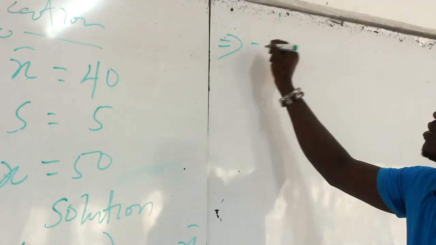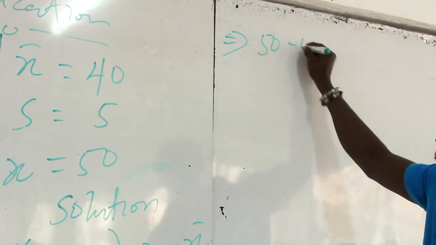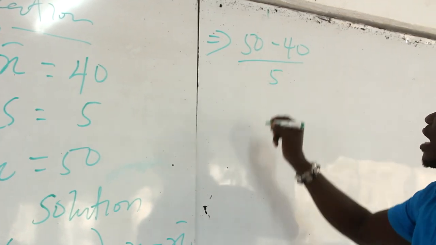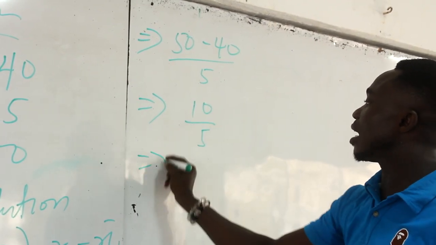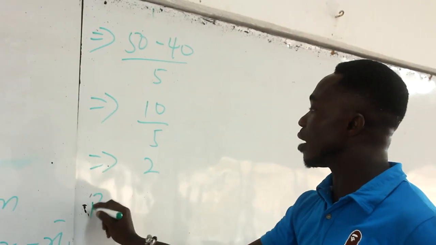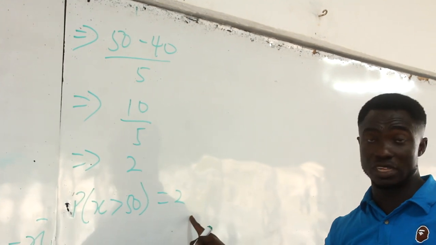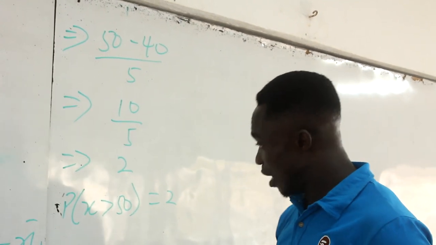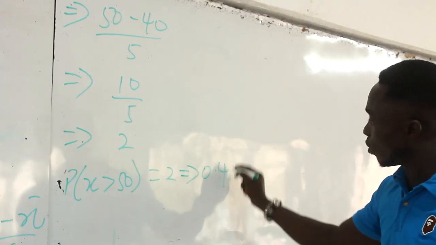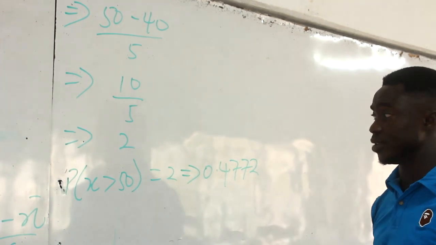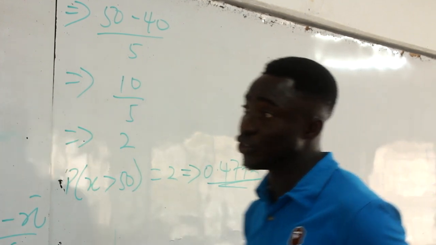Now when we input our figures into the formula, we are going to have 50 minus 40 over 5. This will end up giving us 10 over 5, which will end up giving us 2. So the Z value for obtaining greater than 50 is equal to 2. But this 2 we have to read from the distribution table. Now we are going to have this to be equivalent to 0.4772 when you read.